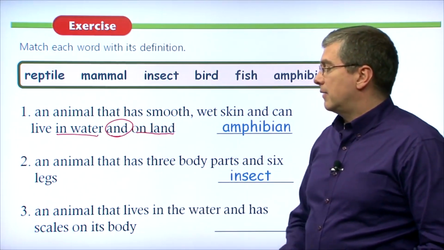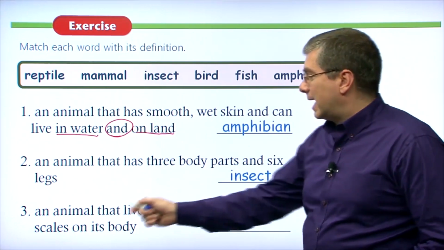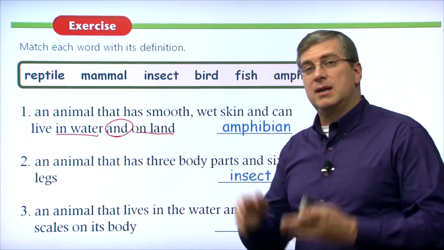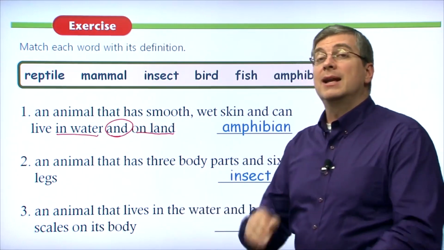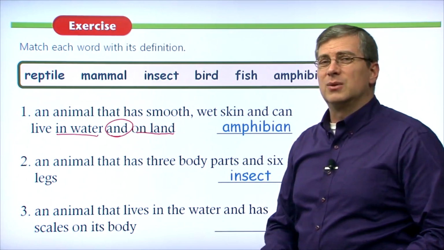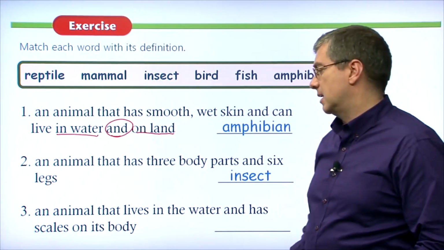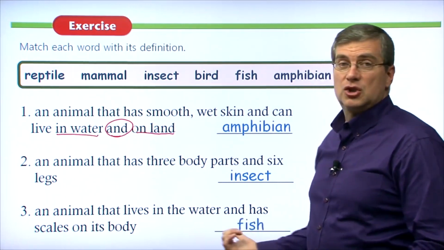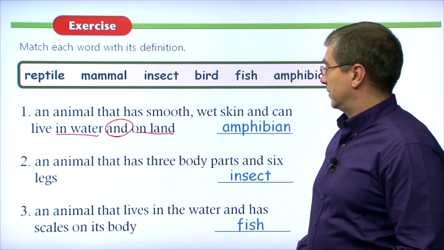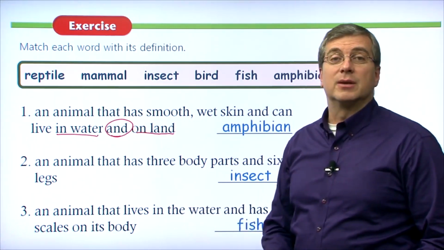Okay. Down here we have number 3. Let's move on. An animal that lives in the water and has scales on its body. It can breathe in the water, and it also has scales on its body for skin. It doesn't really have smooth skin. It has scales for the skin. What is it? It's a fish, right? Fish. We eat fish, of course. Fish is very good for you as a food. But these are animals that live in the water and have scales on their body.